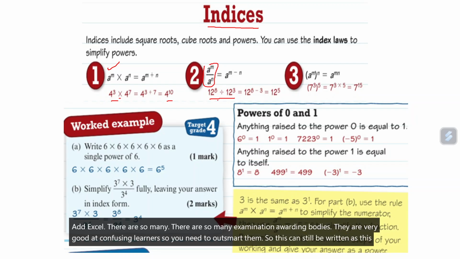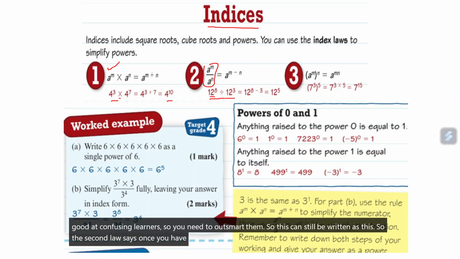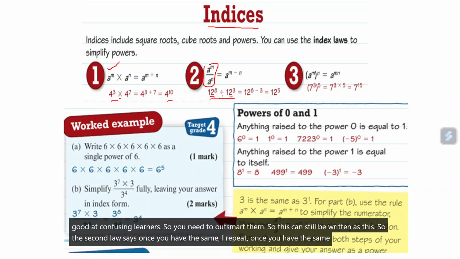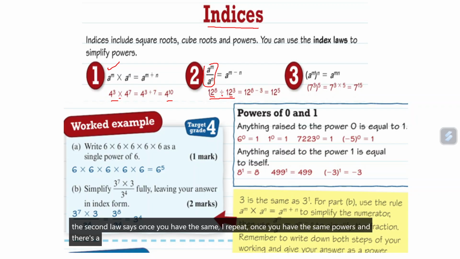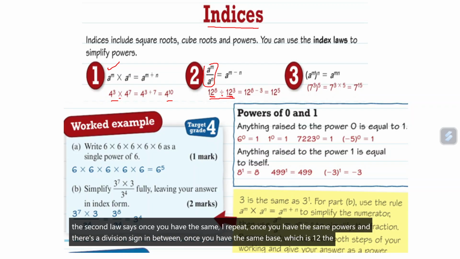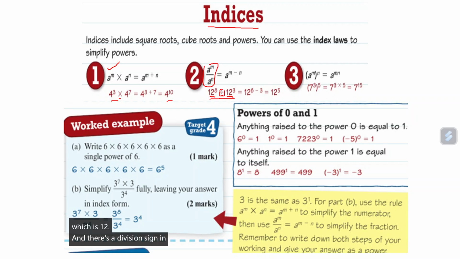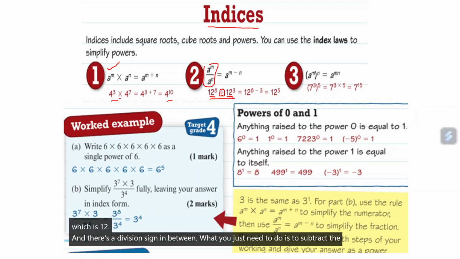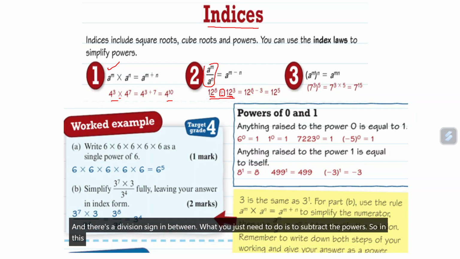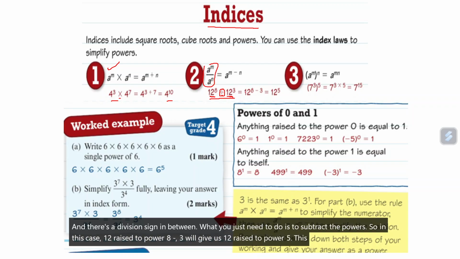So the second law says once you have the same base, which is 12, and there's a division sign in between, what you just need to do is to subtract the powers. So in this case, 12 raised to power 8 minus 3 will give us 12 raised to power 5. This is a lot easier.